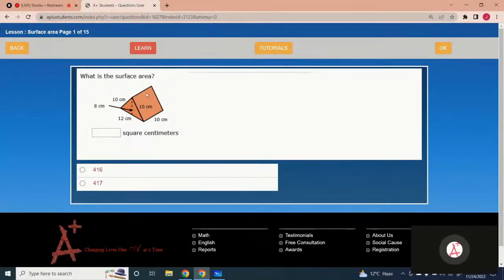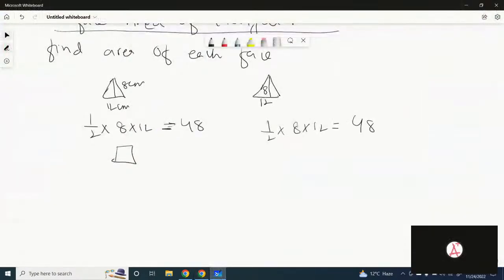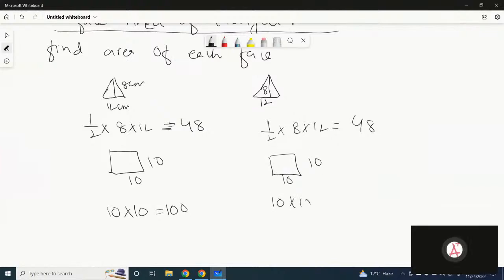Then you have a square, this face. It has 10 and 10. It is actually a square. So the area of the square is always side times side. It would be 100. Same as you have another face on the back side, it would be 10 times 10, so 100.